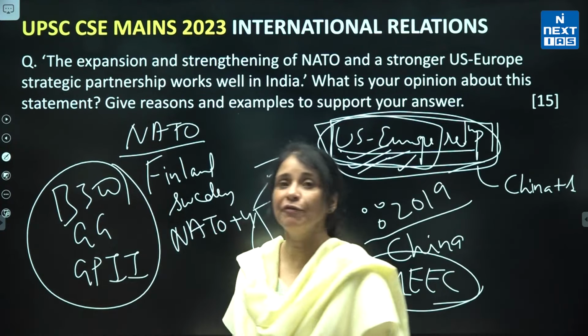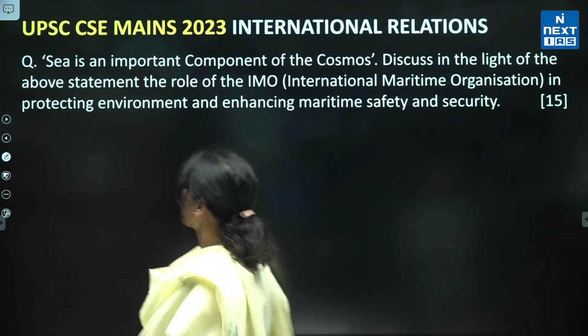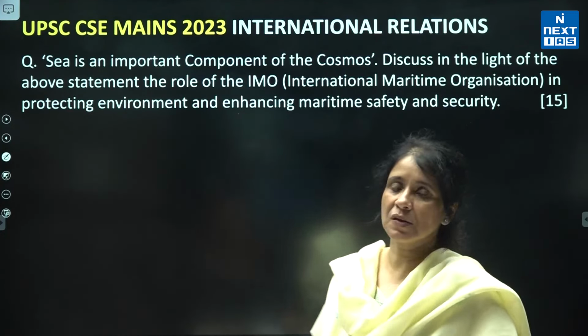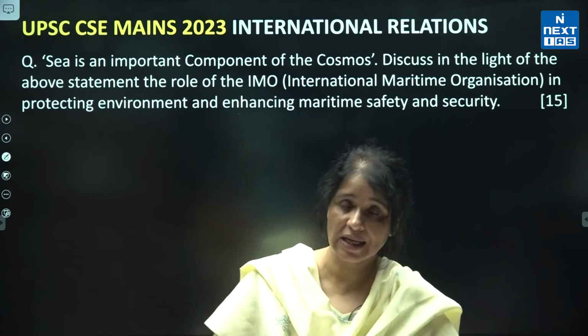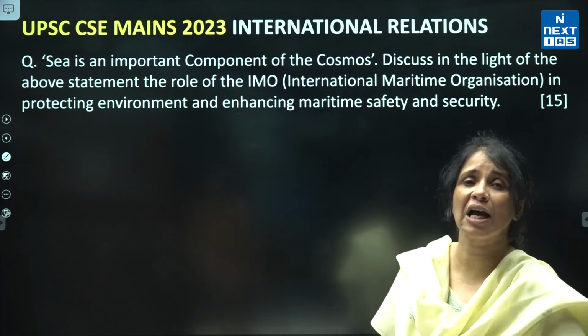Now let us come to the fourth question, 15 marker. And this is in sync with the last line of the IR syllabus that has been given by UPSC, which is about your international bodies.